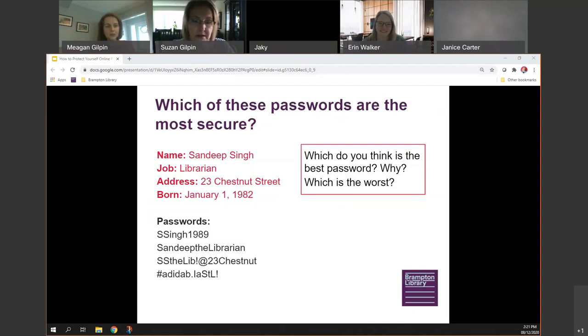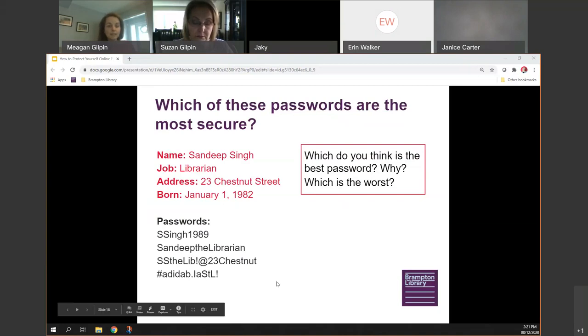Yeah, so you're right that the first two have a lot of personal information, pretty simple for a hacker to guess. The third one's also not great because it has their address on it, which is some information that a hacker could get. But it also has information about the library. It's not perfect.